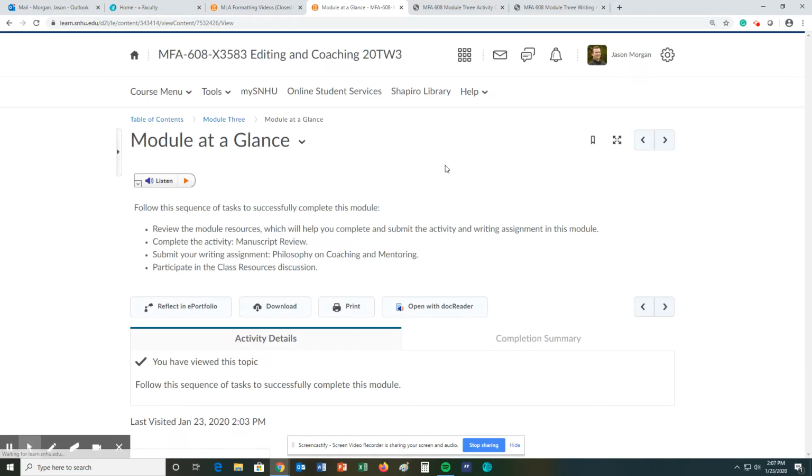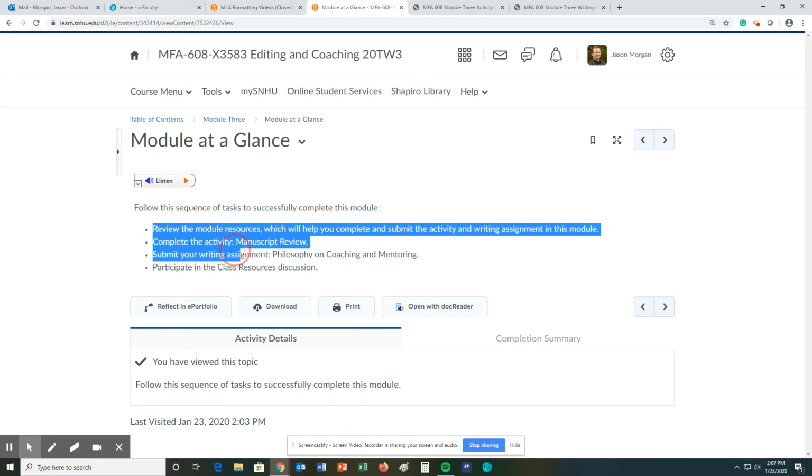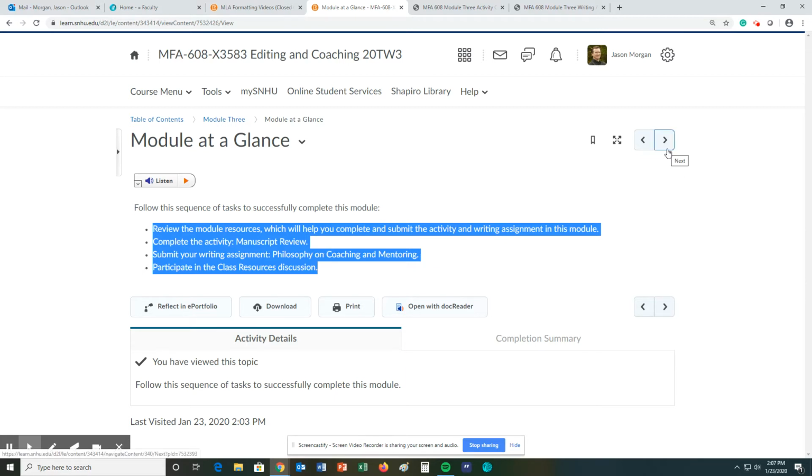Moving on to module at a glance. Again, we will cover these in the next few minutes, so we will not spend a lot of time on this section.